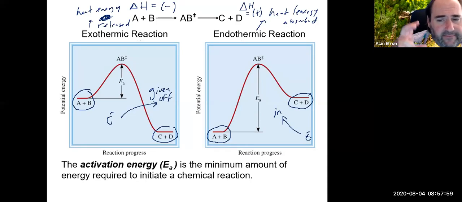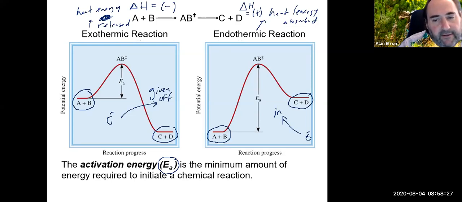They hit each other in the right location, and they also collide with each other with the right amount of energy to do that. That right amount of energy, or that hill the reactants have to climb to get to the other side, is what is known as the activation energy, which is the E of A. So the activation energy is really the minimum amount of energy that's required for a reaction to occur.